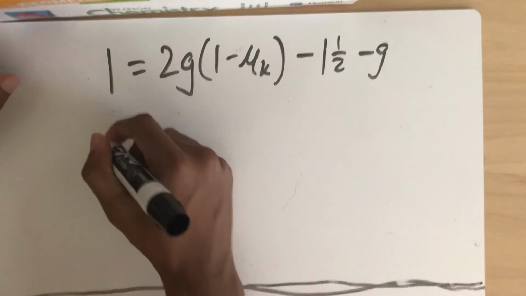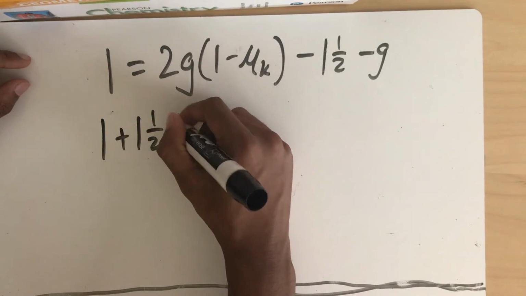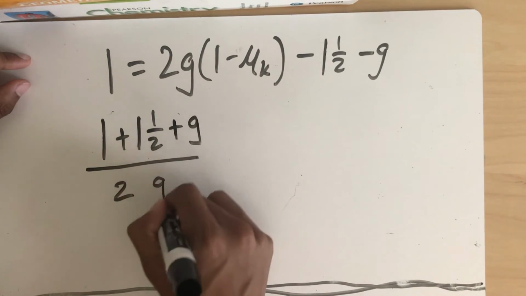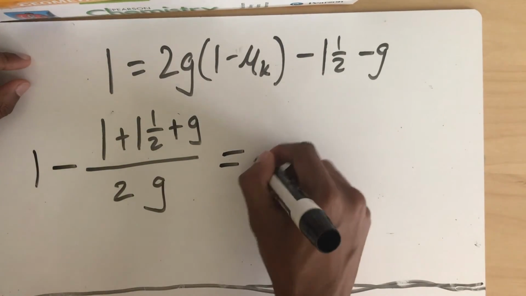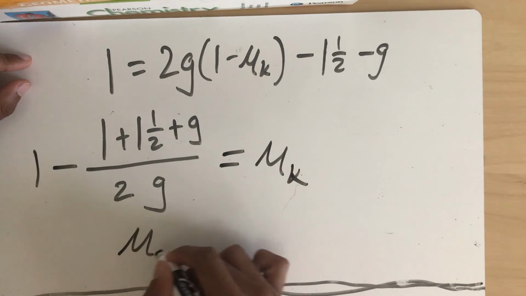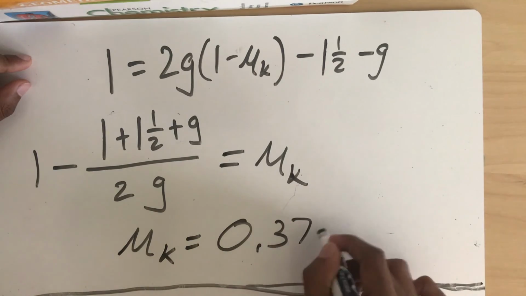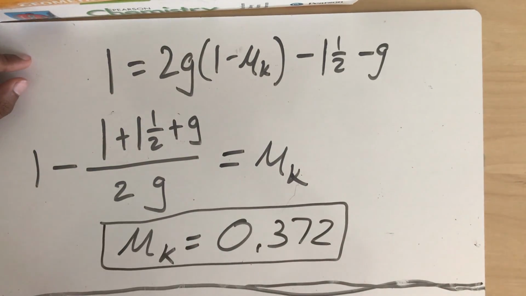And then what we're going to do is just bring it all to one side and isolate the mu k value, which is 1 plus 1.5 plus g over 2g, and that's going to be subtracted from 1, which is going to equal mu k. And if you plug in all your given values, or rather gravity, you're going to get mu k equal to 0.372, and we're going to round to 3 significant figures, and that's how you get the final answer.